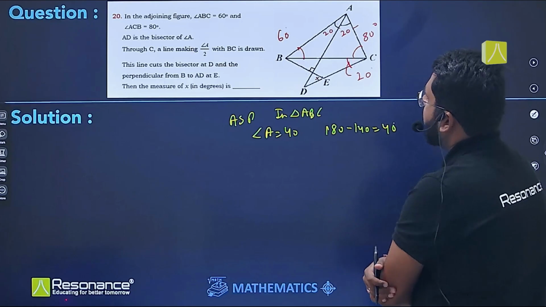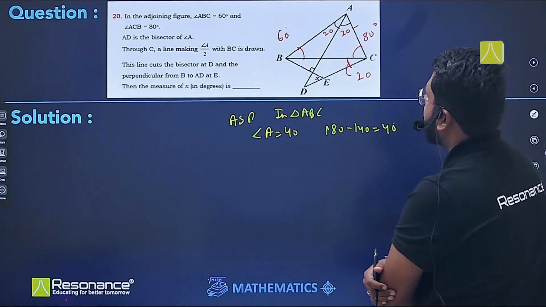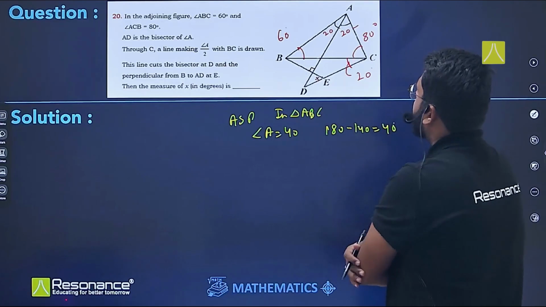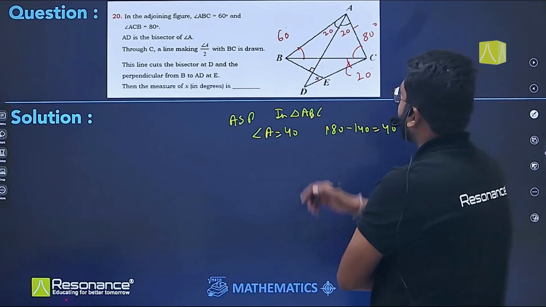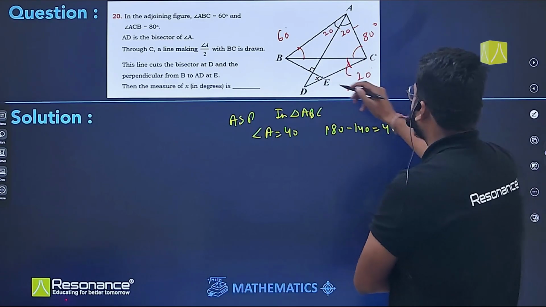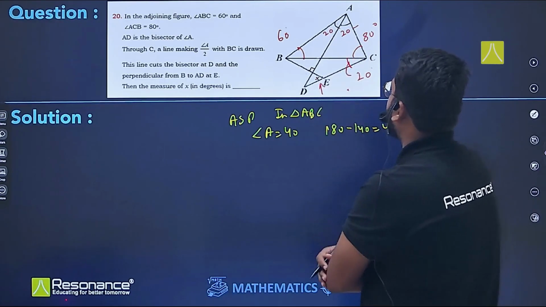Now we have to find the value of X. The perpendicular from B to AD at E is drawn, so this angle is 90 degrees. Then we have to find the value of X, which is the smaller angle only.